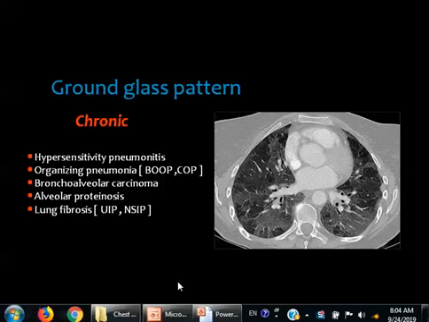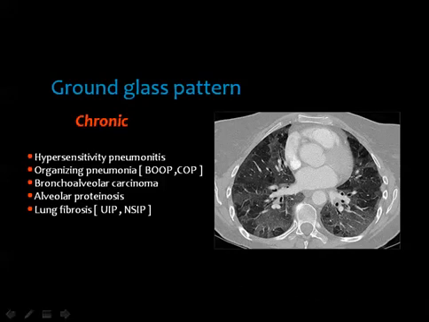Okay, we have finished the first sector of the four patterns of diffuse lung disease, and we started the evaluation of the ground glass pattern, and we finished the acute presentation. If the ground glass pattern presents chronically, with a long-standing history in the patient, then these are the possibilities.